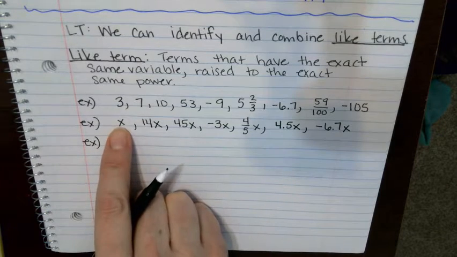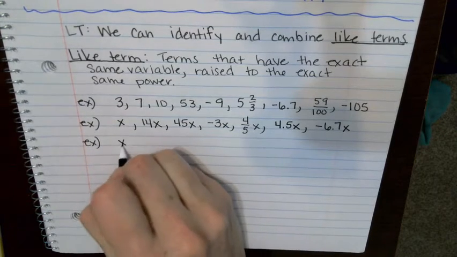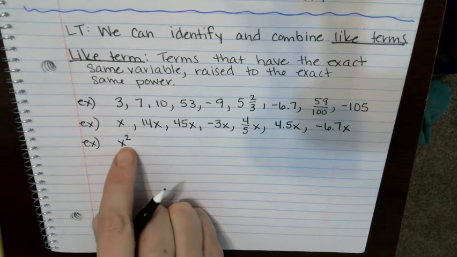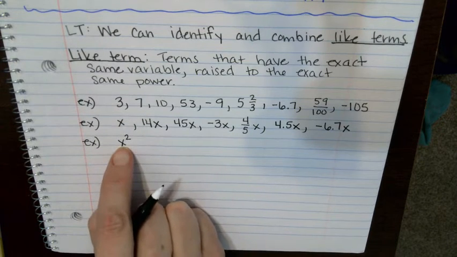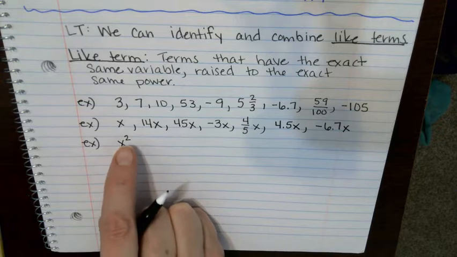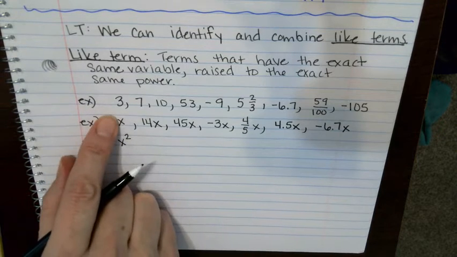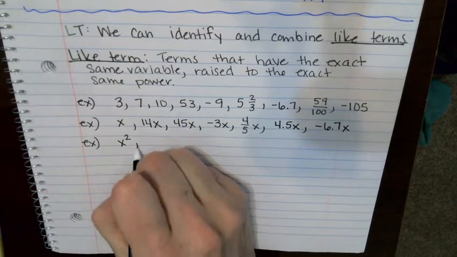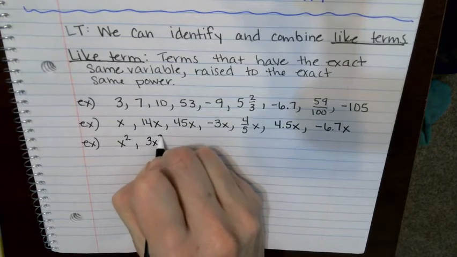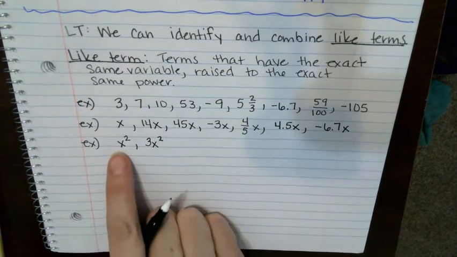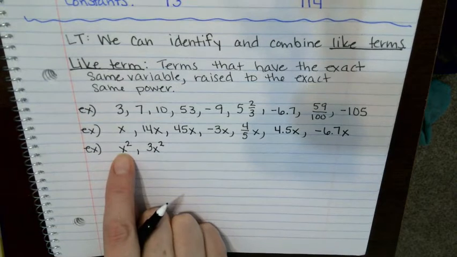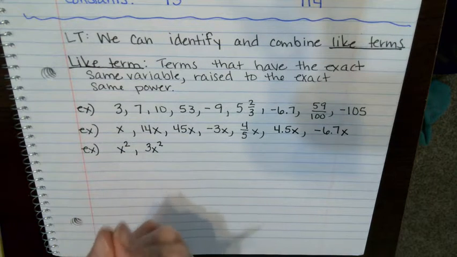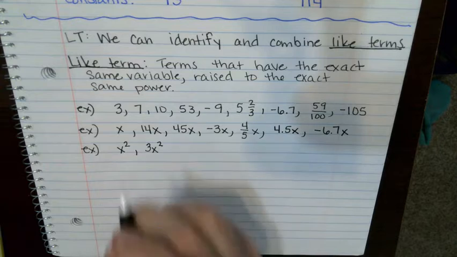Now x is very different than x squared because remember our definition says it has to have the same variable, which this one does, but it also has to be raised to the same power, which this one is not. So x is not a like term to x squared. But 3x squared is like x squared. If I have 1x squared and I have 3x squareds, I could combine those together and have 4x squareds.